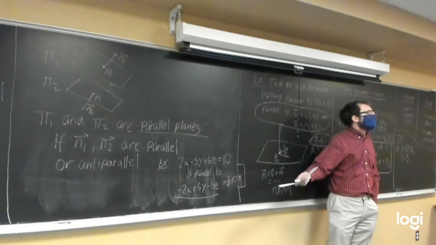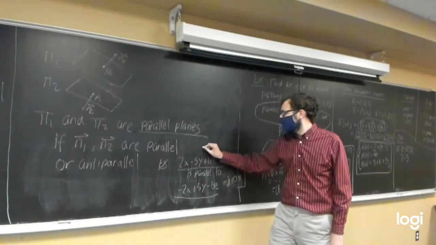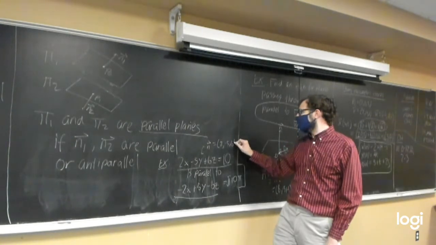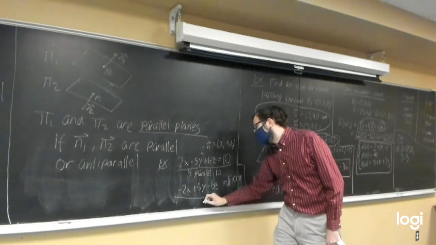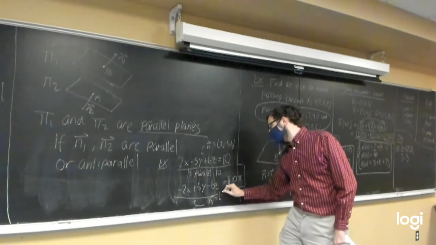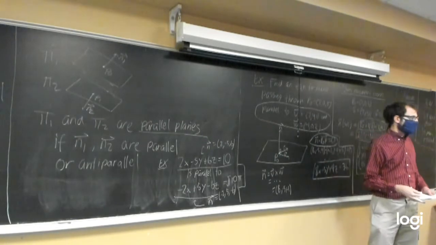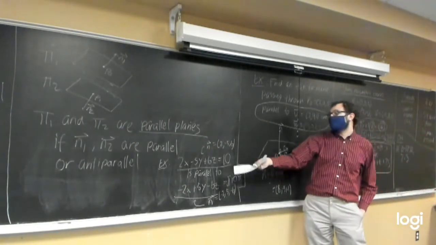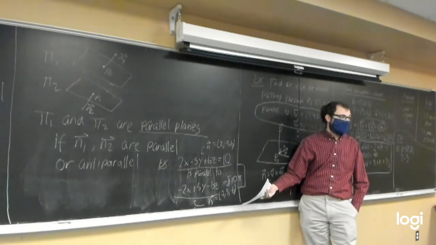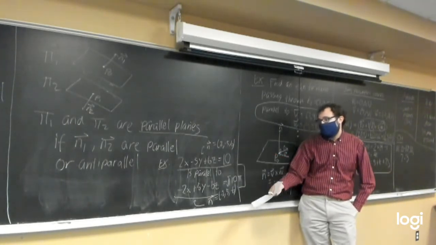But they will still be parallel because the normal vector of this one, which is 2, negative 5, 6, is anti-parallel to the normal vector of this one, which is negative 2, 5, negative 6. So these two planes are not the same plane, but they are going to be parallel to each other because their normal vectors, in this case, would be anti-parallel.